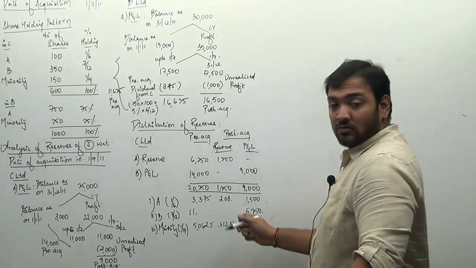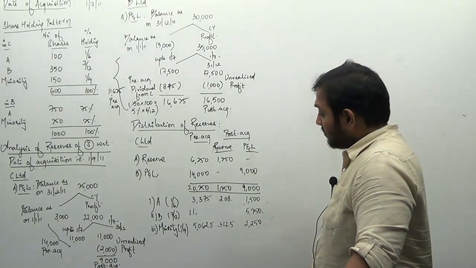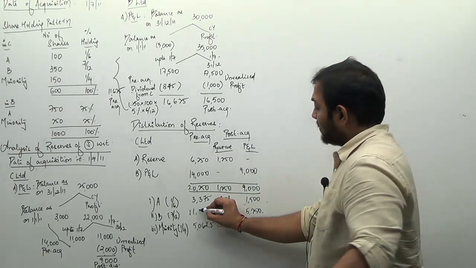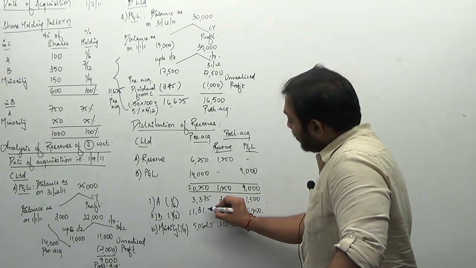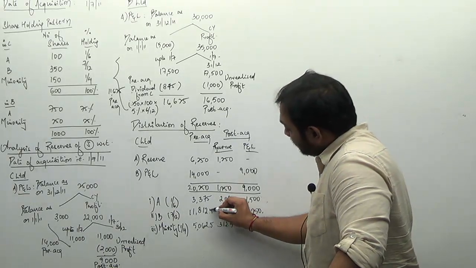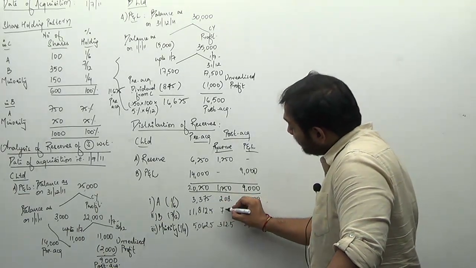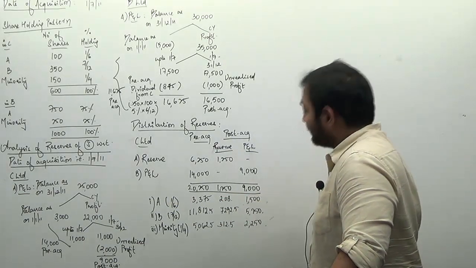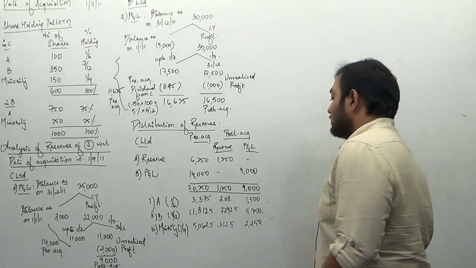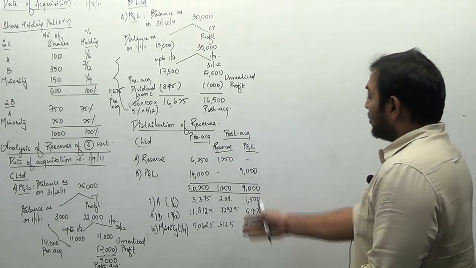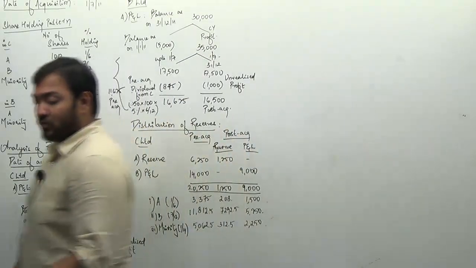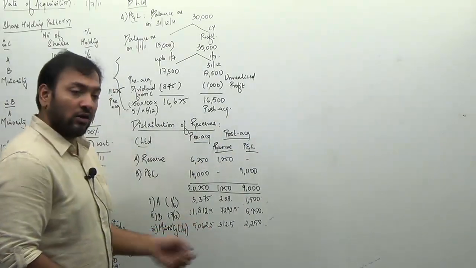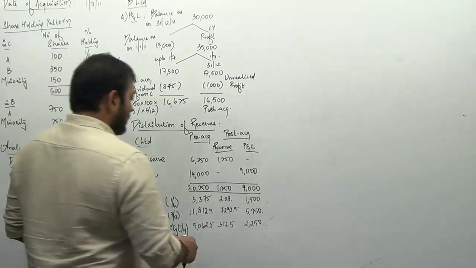Rest of the figures. You can round it off, guys, to make it look better. You can round it off, no problem. Even if you round it off, I don't mind. 0.5 is at least rounded off to the next digit. I'm just rounding this off.